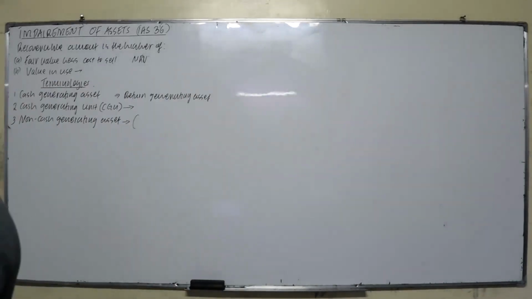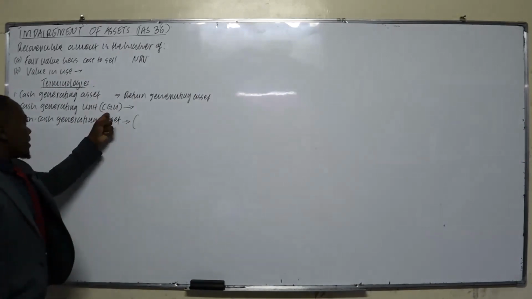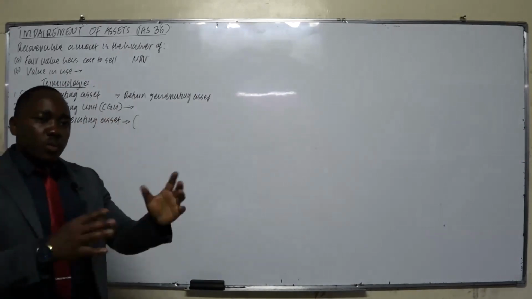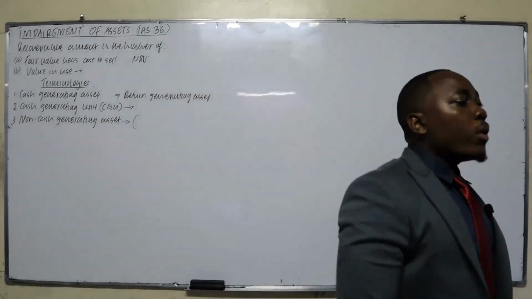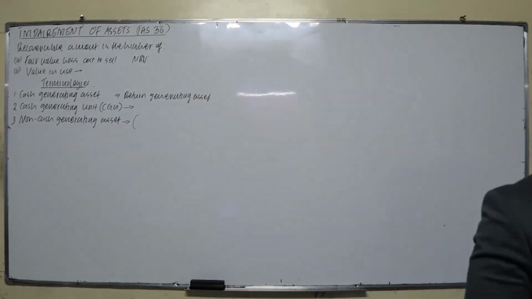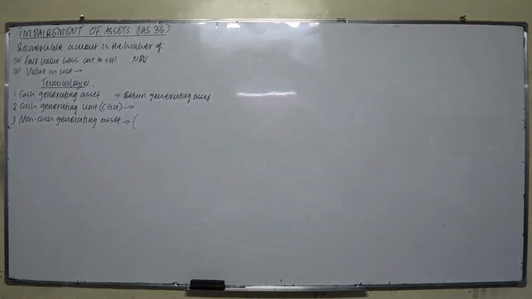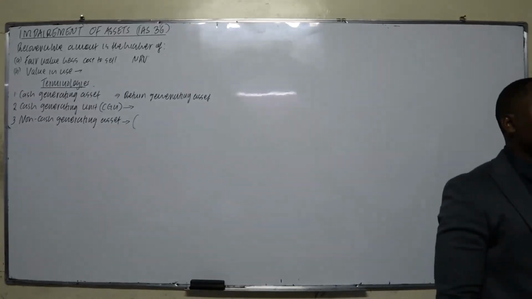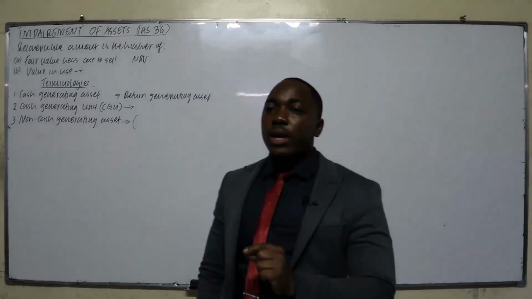Impairment of a CGU. Remember, the CGU is the cash generating unit. When you have a group of assets, impairment of a CGU will be allocated as follows.